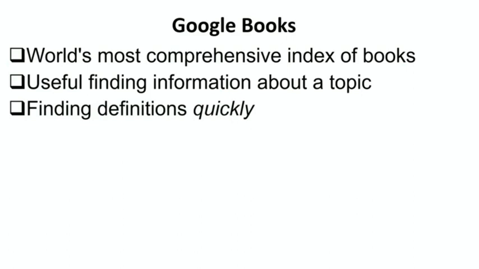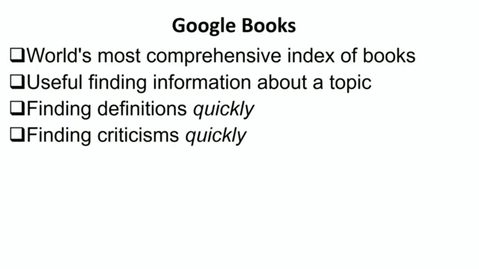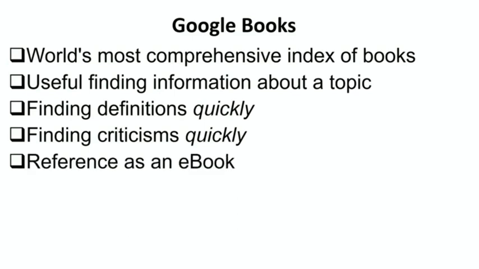Please do not use a dictionary or a generic website to get a definition. Always get your definitions from a book or a journal article. Google Books will help you find a critique of a theory, concept, or model very quickly. Google Books will contain the referencing details, so I would reference the book as an ebook.